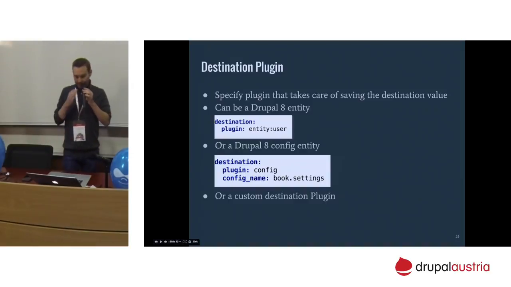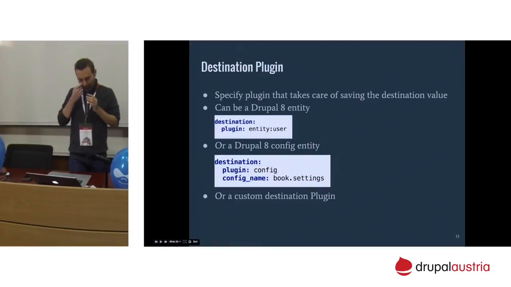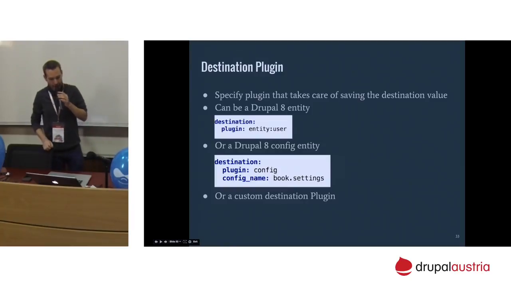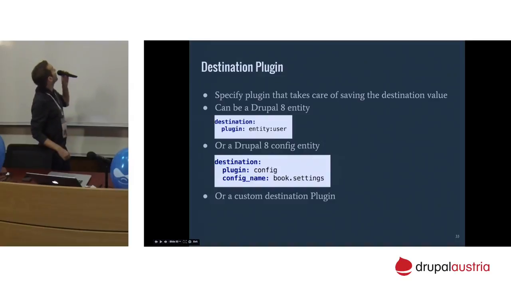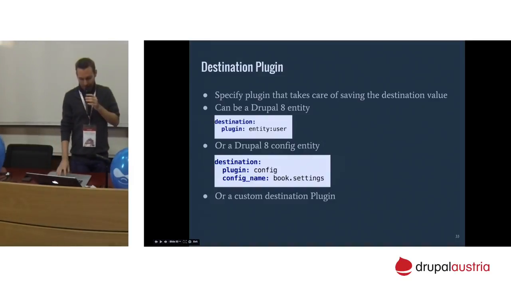All right, we have covered source plugins and process plugins, and there are destination plugins. Basically, once we have the processed data, we want to store it somewhere in Drupal 8, and we can define where to store it. The destination can be a Drupal 8 entity. In the first example, you see we will just create a user entity.